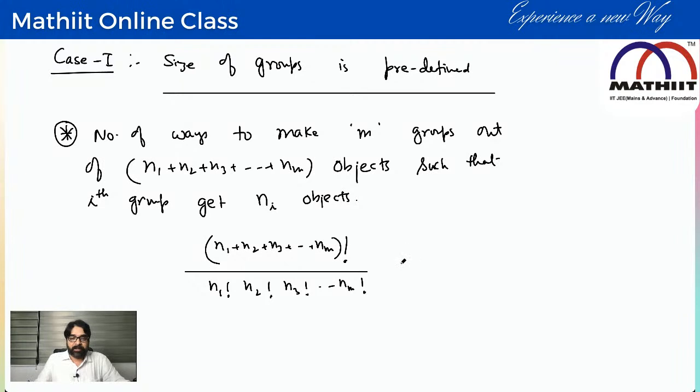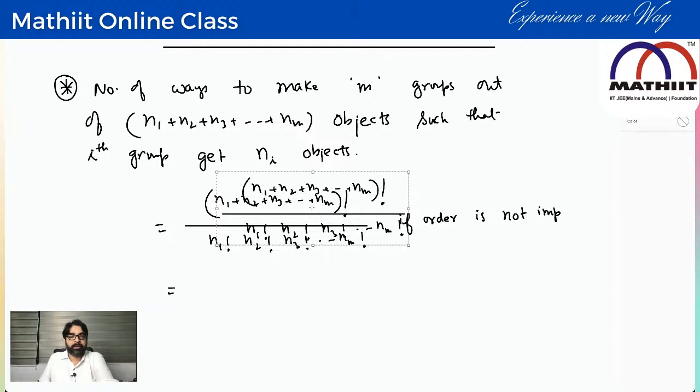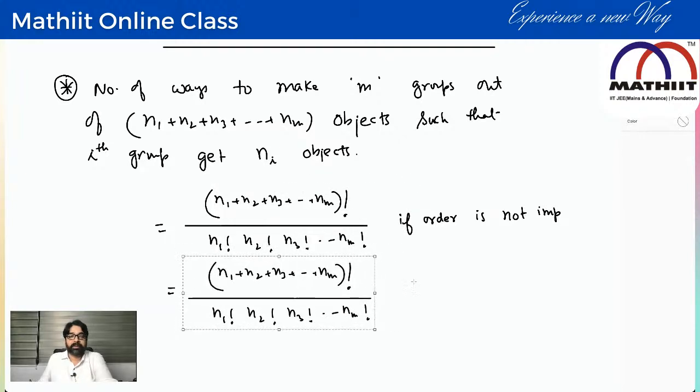Now here is one line you have to answer. If order is not important, I will explain the meaning of this statement. If order is not important, what exactly does it mean? I will tell you, don't worry. First, I only want you to keep this basic thing in mind. Second, we'll say the same thing, N1 plus, same thing, but this into m factorial if order is important. I will explain, don't worry.